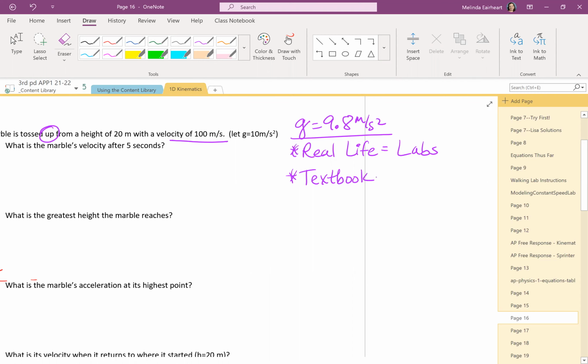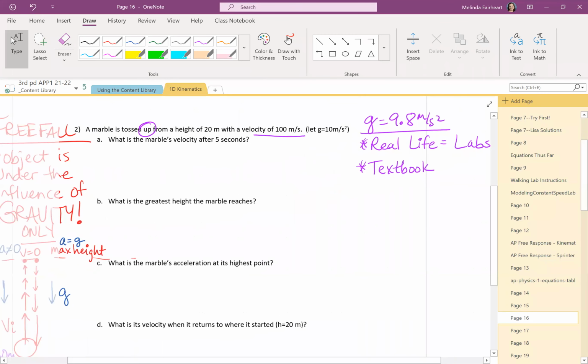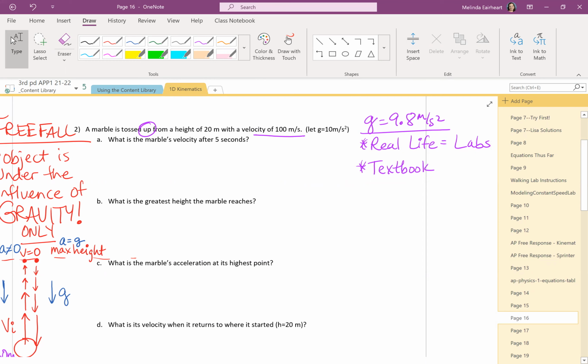Good deal? Okay. And so we've got several things to solve for. I think we'll save those for next time, but there's the introduction to free fall. It's an application of vertical kinematics, still in one dimension, all right? All right, questions for me?